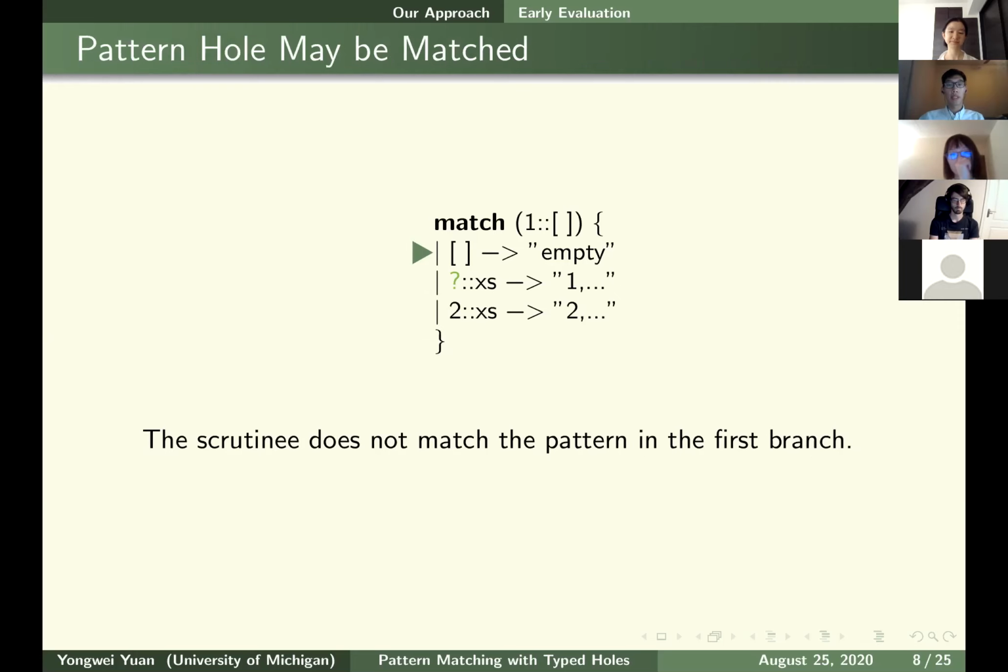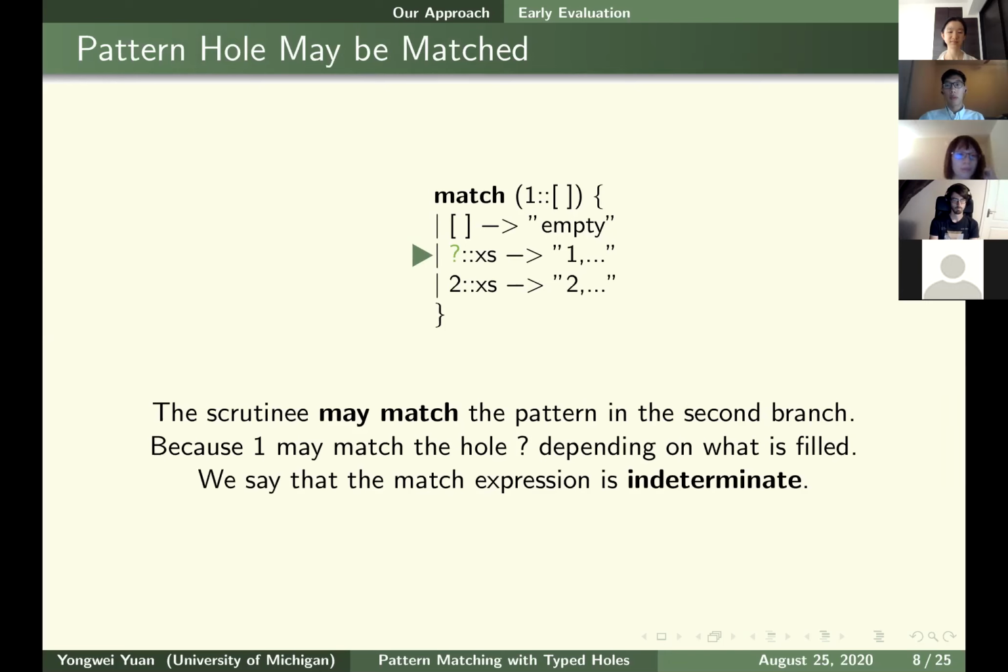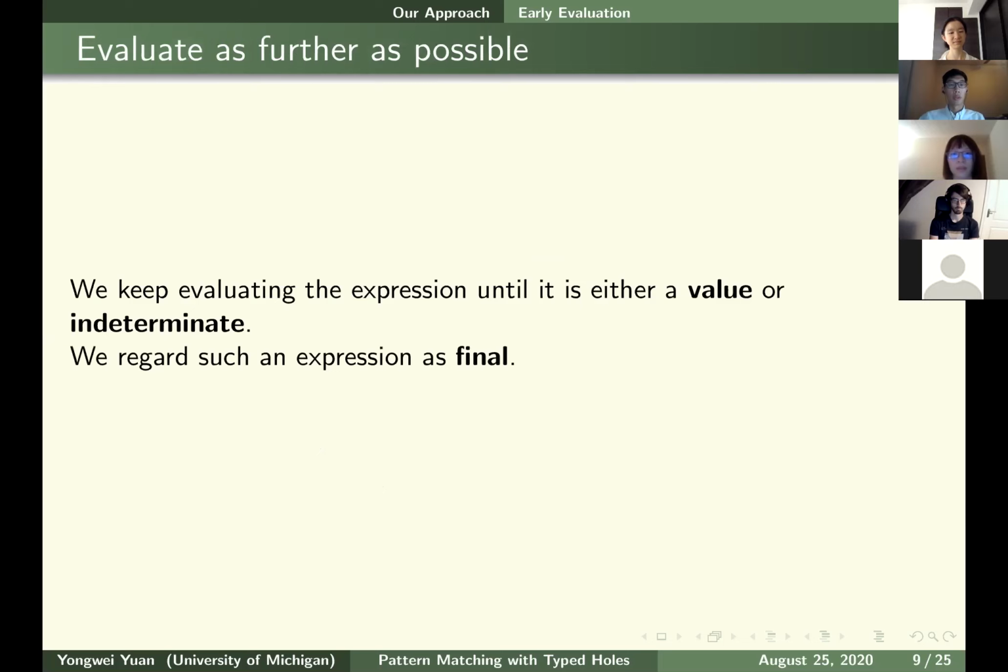The other type of holes is pattern holes. We can still try to match it against the given expression. The given list is not empty, so we consider the second branch. If the programmer filled the hole with 1 or a variable, then the second branch will be taken. Otherwise, it won't be taken. That means at this stage, we cannot determine whether the second branch will be taken or not. As a result, we regard such a match expression as indeterminate. To conclude, we keep evaluating the expression until we get a value, or if we have no idea how to further evaluate it, it is indeterminate.